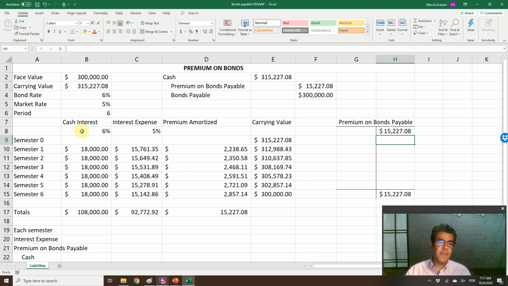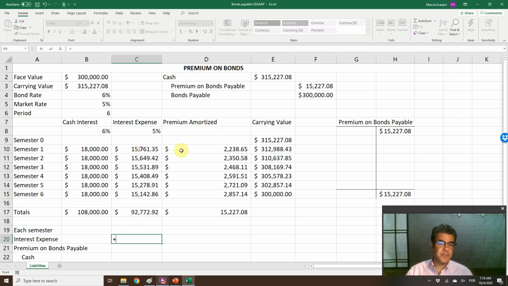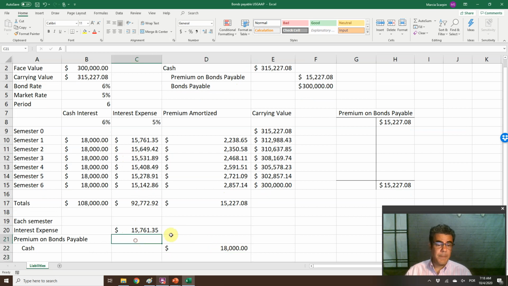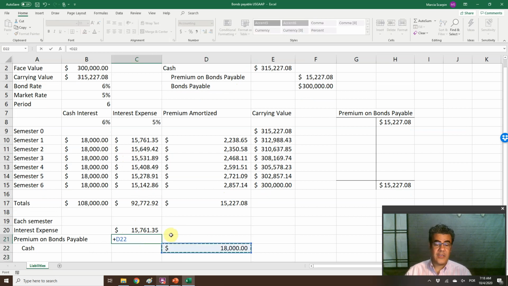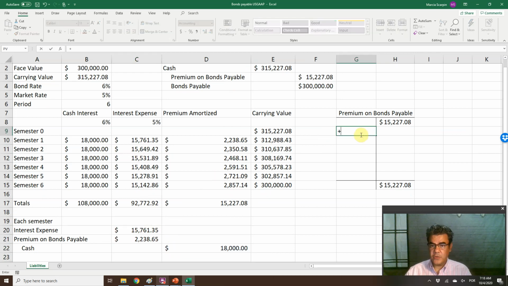And this is our amortization schedule. Cash interest, how much we will be paying, interest expense, and the amortization of our premium. So after each semester, what will we be doing? Debit interest expense, 15. Credit cash, 18. The difference, the number to balance it, we need a debit to balance it. 18 less 15. It is our premium amortized. So debit premium on bonds payable.